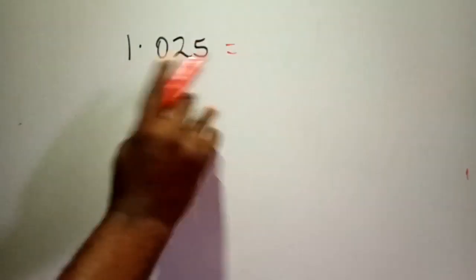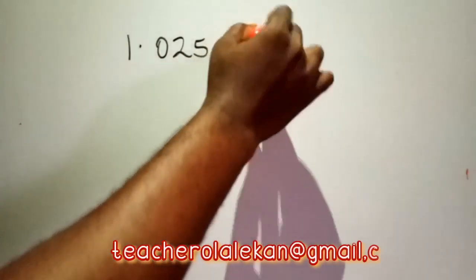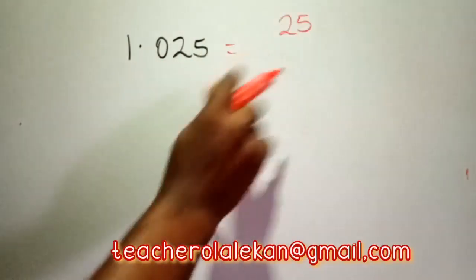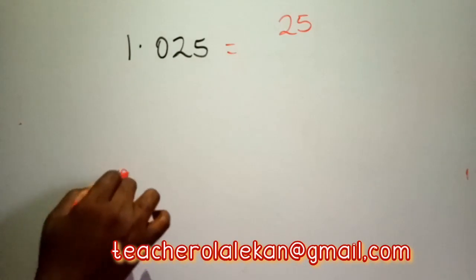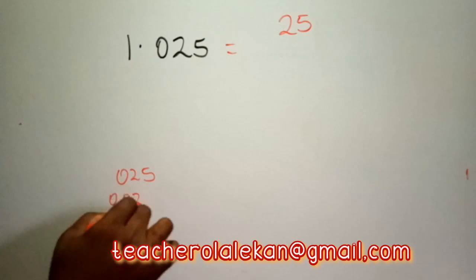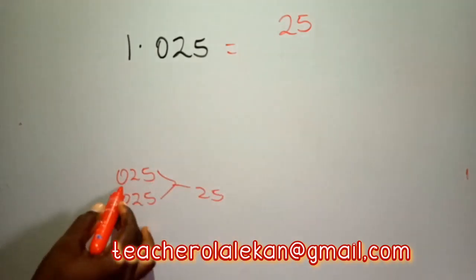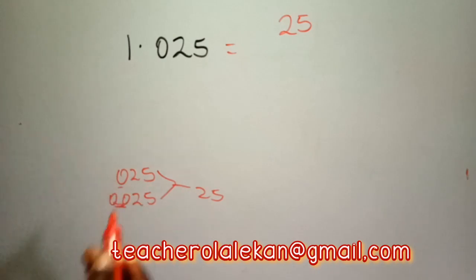Step one, write the divisible figures you have after the decimal. Like for the example we have on the board, we have just 25, that's 2 and 5. Don't forget 025 or 0025 is equal to 25. So 0 to the left hand side of any figure is meaningless.